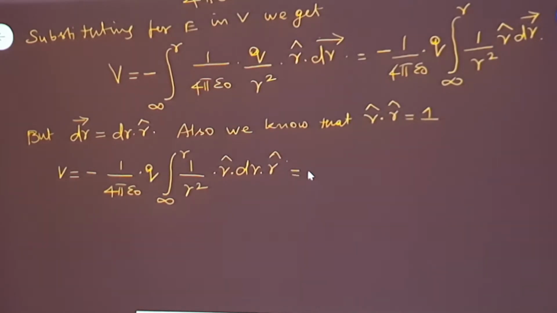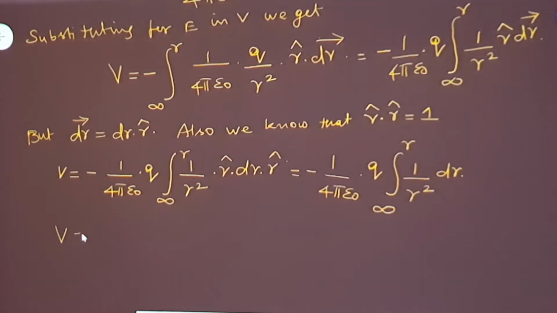So this can be written as minus 1 divided by 4 pi epsilon 0 into Q, integral from infinity to R, 1 divided by R square. By leaving R cap dot R cap as 1, I can write it out as dr. So I am able to get the magnitude alone. What is the integration for 1 by R square? 1 by R square, when it is integrated, you get minus 1 by R.